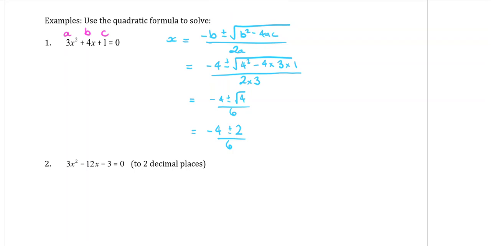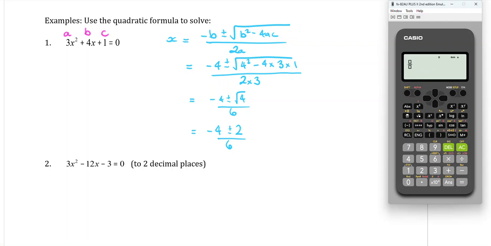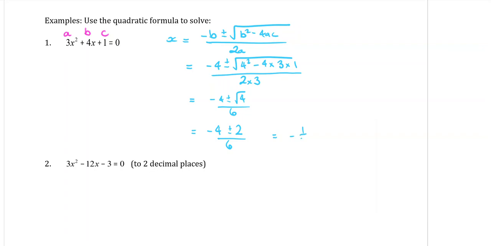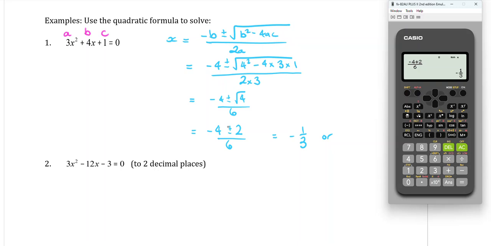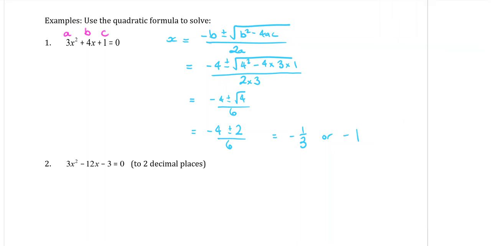So to work out the first solution, we're going to work out what minus 4 plus 2 all over 6 is. If you want to, you can type it in your calculator. So we're typing in minus 4 plus 2 over 6, and that gives me my first solution, which is negative a third. The second solution, all I'm doing is changing the plus 2 to a minus 2, because it's that plus or minus that gives us the two solutions. So I put a minus in there, my second solution is negative 1.